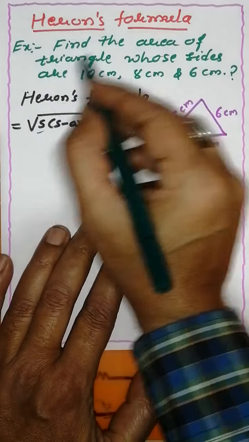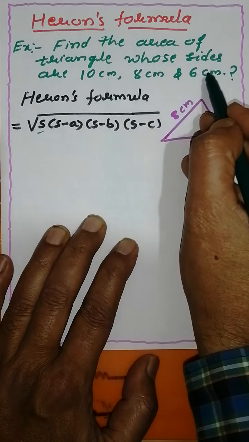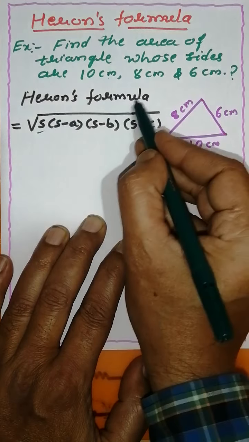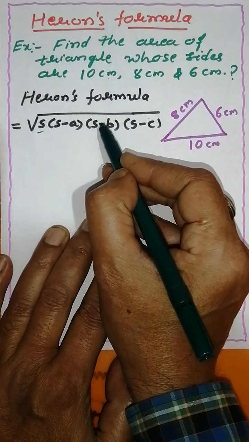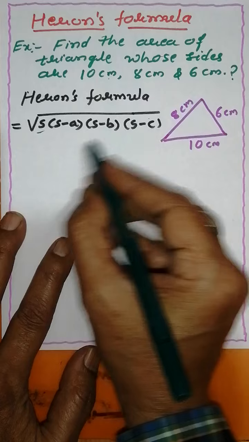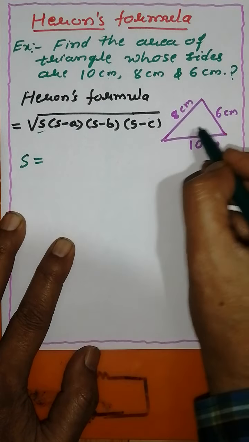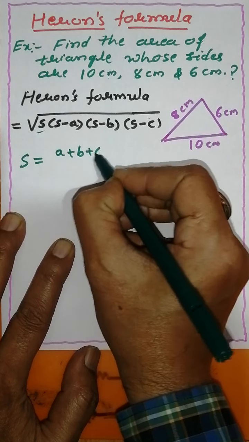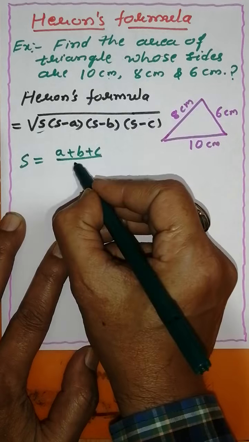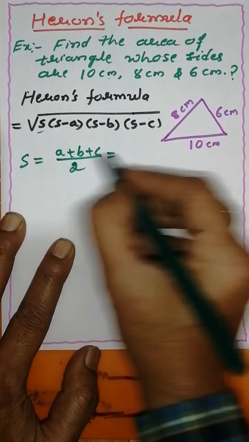Heron's formula example. Find the area of the triangle whose sides are 10 cm, 8 cm and 6 cm. Heron's formula is square root of s into (s minus a) into (s minus b) into (s minus c). Here s is the semi-perimeter of the triangle. Therefore, a plus b plus c, where a, b, c are the sides of the triangle. Adding all sides and dividing by 2, we get s.